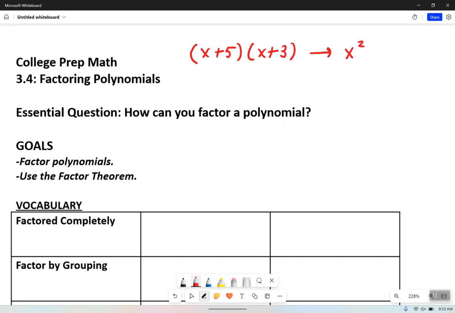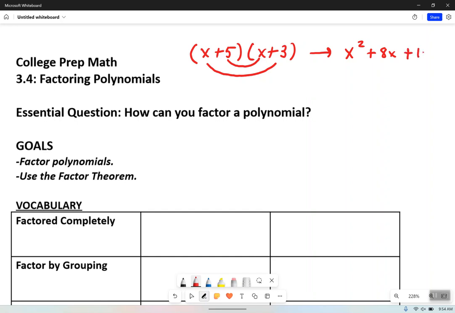Okay. The O and I stand for outside and inside. If I did outside, what would x times 3 get you, kids? 3x. And what would inside get you here? 5x. So those are like terms. 3x and 5x would combine to plus 8x. And then how about my last terms, 5 and 3?